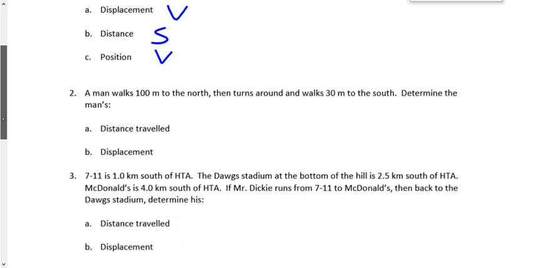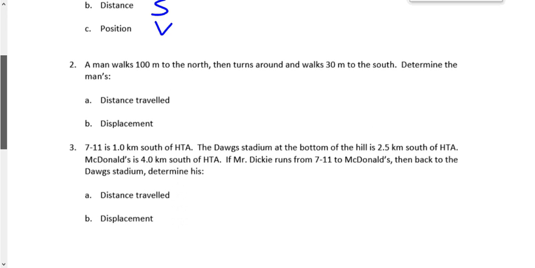It says a man walks 100 meters to the north, then turns around and walks 30 meters to the south. What's the man's total distance traveled, and what's the man's total displacement? We got a north here and we have a south, so we got to watch out for that, right? That is, if we're dealing with vectors. If we're dealing with scalars, it doesn't matter. In question number 2A, we're looking for the distance traveled. You just told me a minute ago the distance was a scalar, so I don't need to pay attention to the direction, at least not yet.